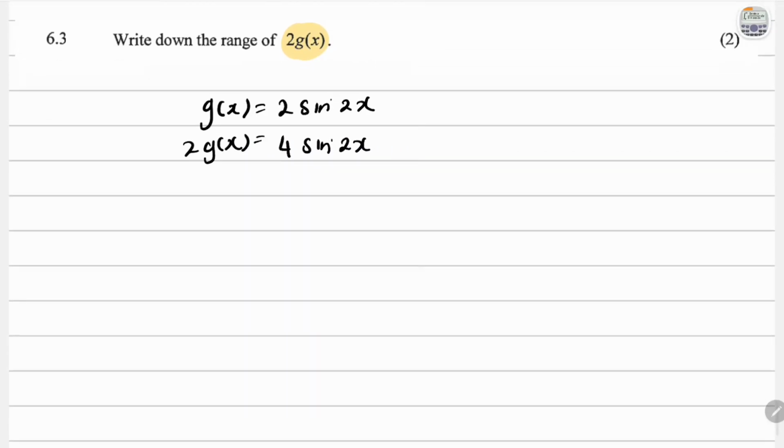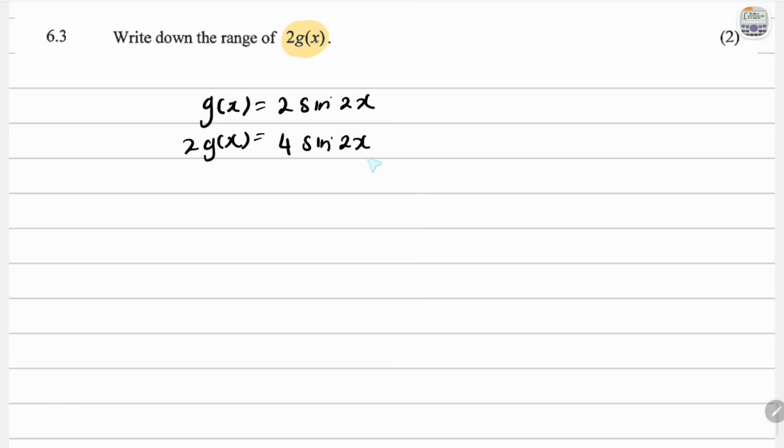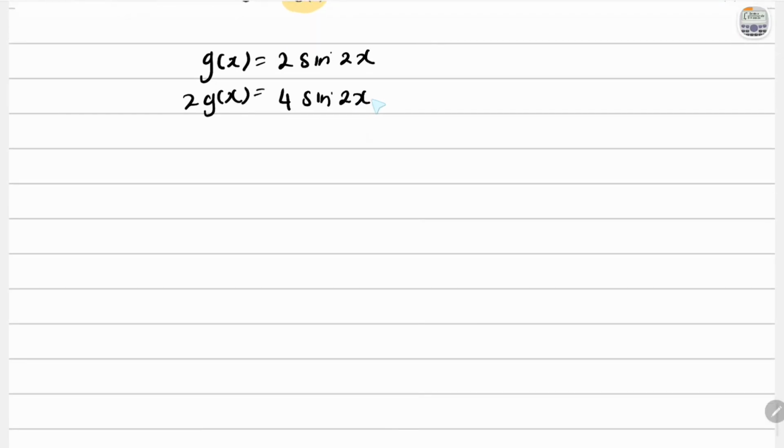So the range, think about what the range of the normal sine graph is. Despite the fact that the period has been changed, the highest point the sine graph will reach normally is 1, and the lowest point is negative 1. Because the coefficient of sine is now 4, it's going to go up to 4, and the lowest would be negative 4.